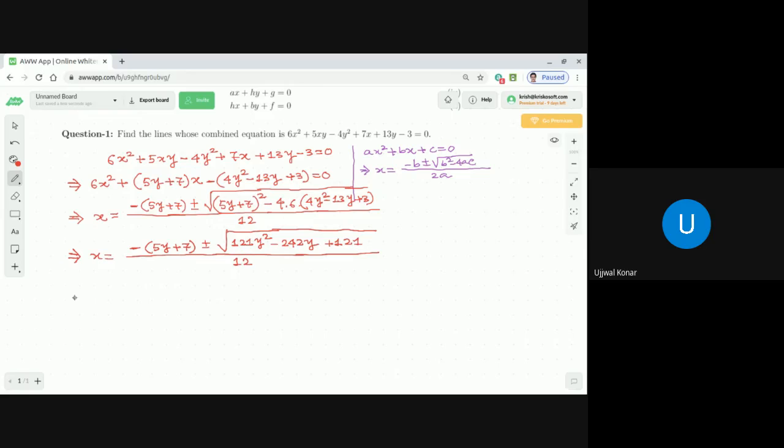Now that becomes a little simplified in the next step. So 121y square minus 242y plus 121 is nothing but 11 into (y minus 1) whole square, correct or not? So what I'm saying is that minus of 5y plus 7 plus minus square root of 11 into (y minus 1) whole square, divided by 12.